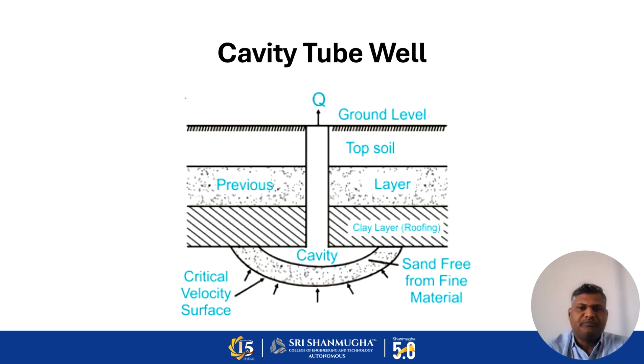This is called a cavity tube well. The cavity is formed below the clay layer below the surface. We have different horizons below the ground surface: one is called topsoil, then the pervious layer, then the next one is called the clay layer. Just below the clay layer the water is available, and that is called a cavity tube well, and the tube well is constructed under the cavity. It also discharges the water, and it consists of sand free from fine materials. When the sand is available below the surface, the water is held by the aquifer. So that is the concept of the cavity tube well.